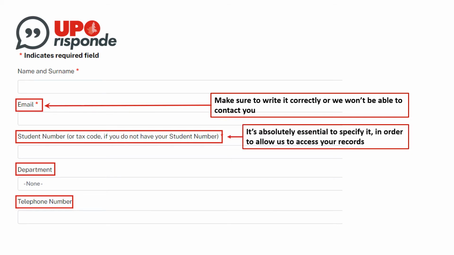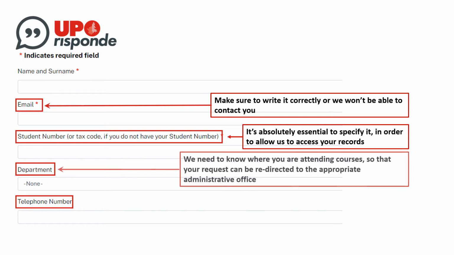Supplying your student number or tax code is necessary, especially if you can't use a university address or you are not a student. In such cases, it's absolutely essential to specify this and state your tax code in order to allow us to access your records.